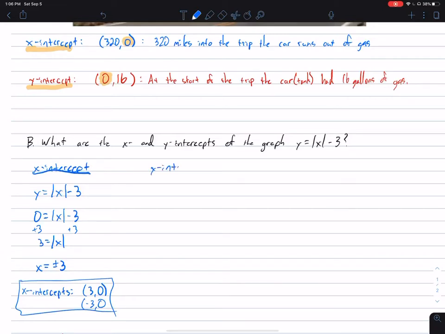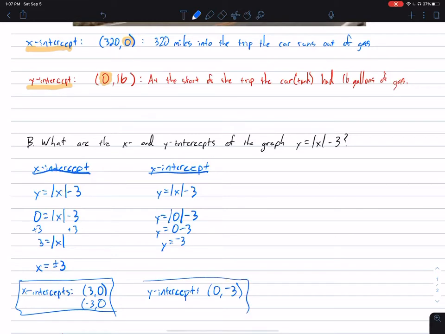Let's look at the y-intercept. Again, what do we know about all y-intercepts? If we go back to the previous part, y-intercepts, the x is always 0. So I'm going to take my equation and substitute 0 in for x. This one becomes pretty simple. The absolute value of 0 is 0, so 0 minus 3. Y would be equal to negative 3. So for my y-intercept, I only have 1 in this case. My y-intercept would be (0, -3).